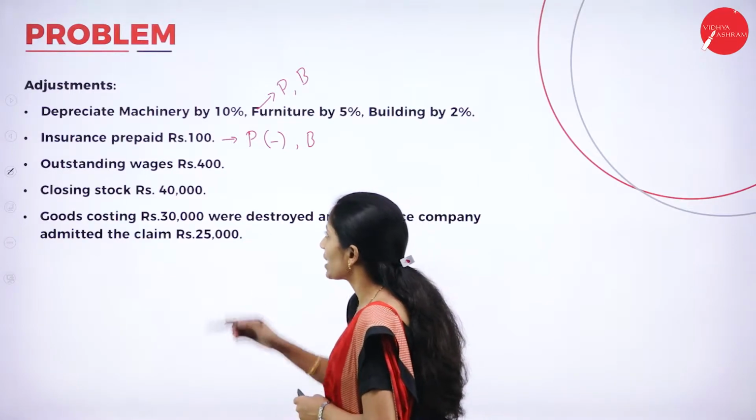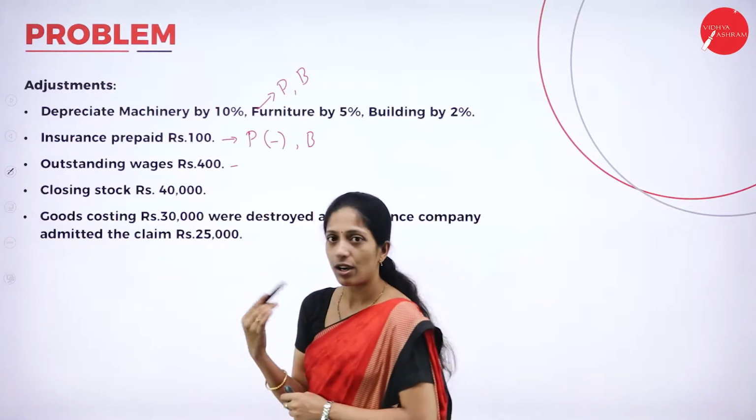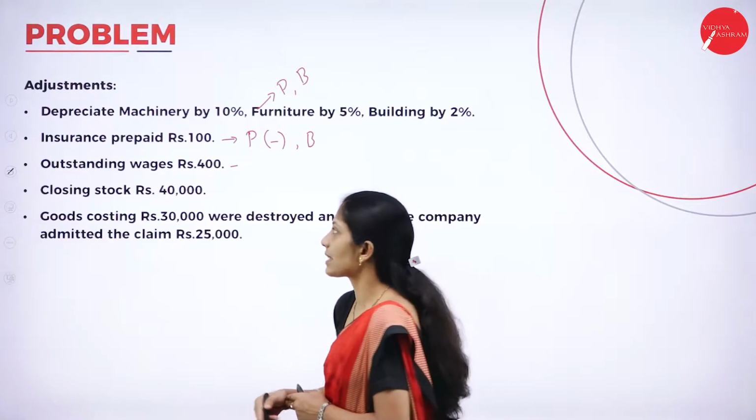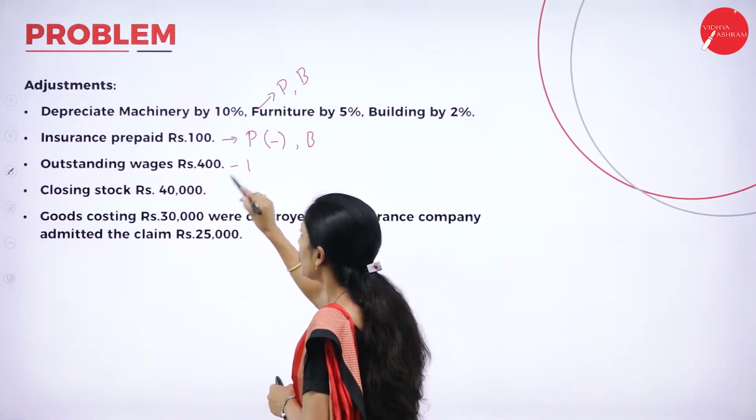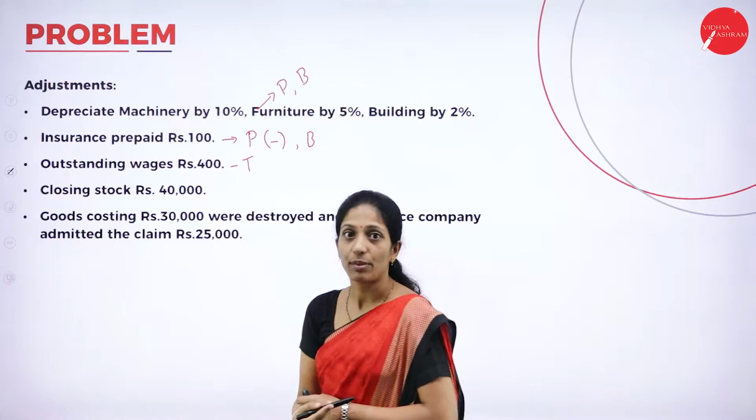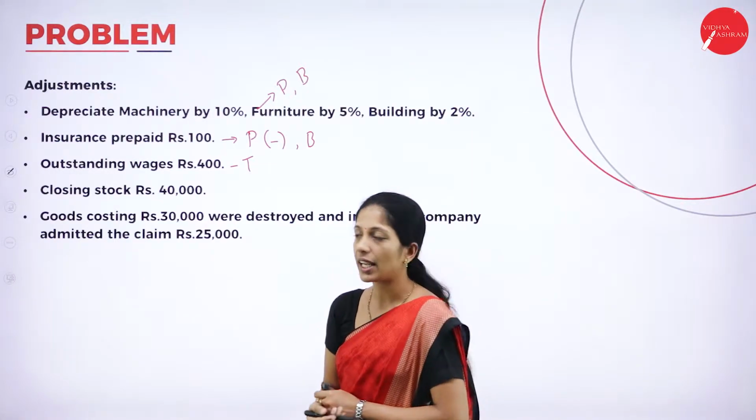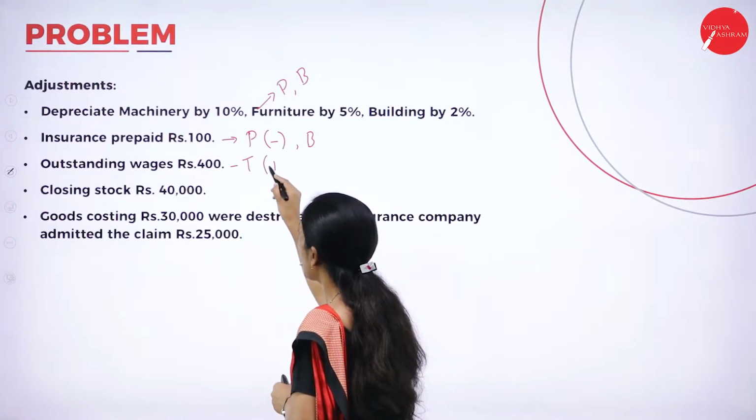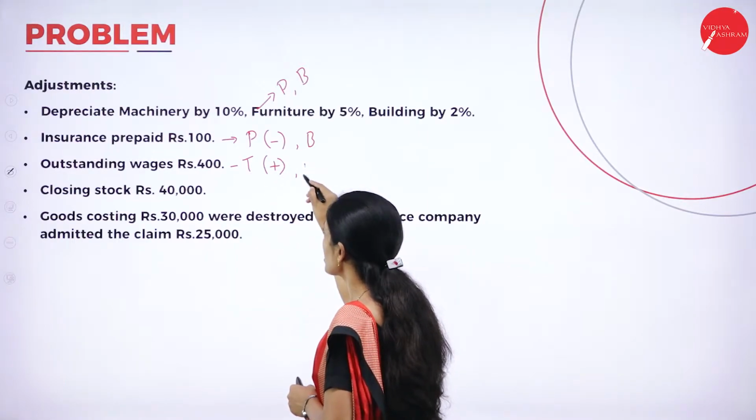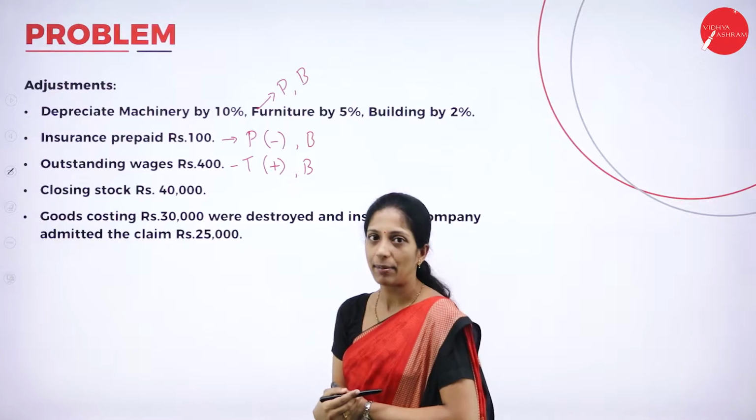Next, outstanding wages. So, it's a liability. So, we'll record it in the balance sheet, that is, on the liability side. At the same time, in the direct, that is in the trading account, because wages is a direct expense. So, we'll record it in the trading account where you have to add outstanding, and once in the balance sheet, that is on the liability side.